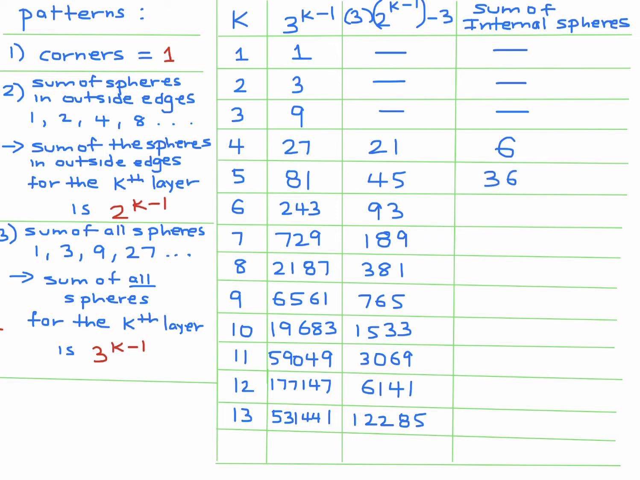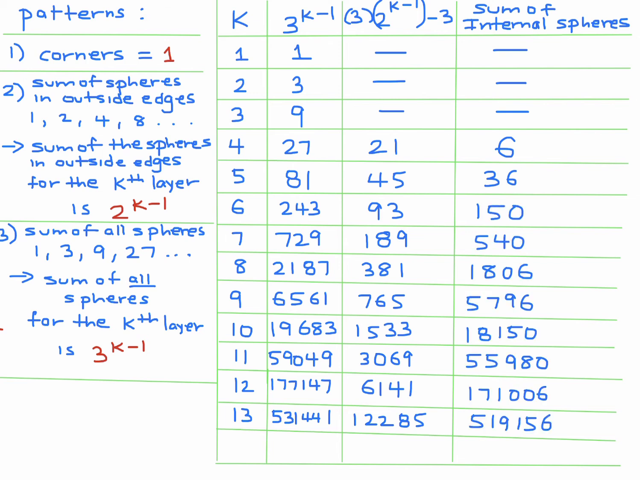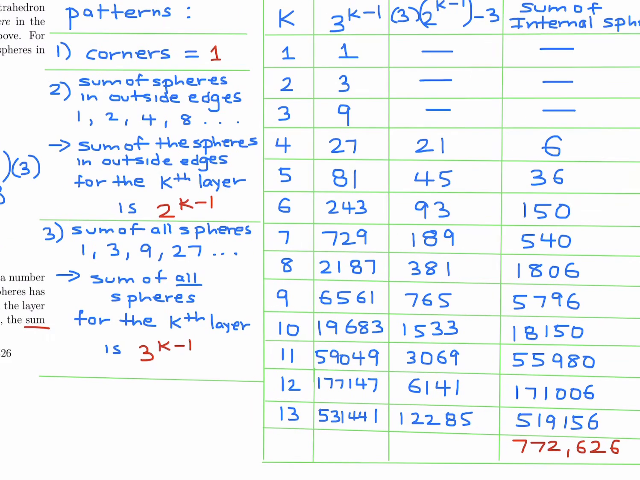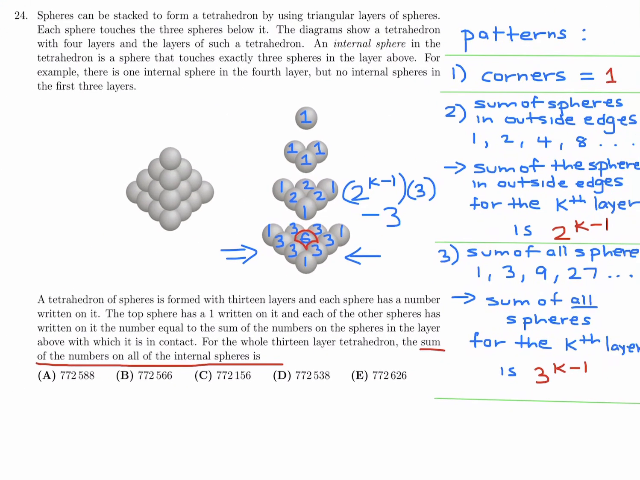So 81 minus 45 is 36. 243 minus 93 is 150, and so on. So I'll fill all of these. And now we are at the final step, which is adding them all up. So I've got to add all of these to get the total sum of all the internal spheres on all the layers. And when you add up that entire column, you get a final number of 772,626.